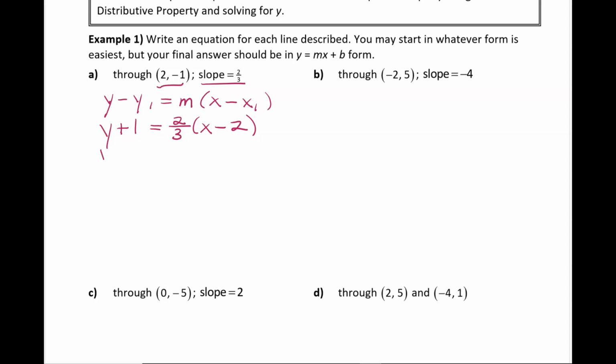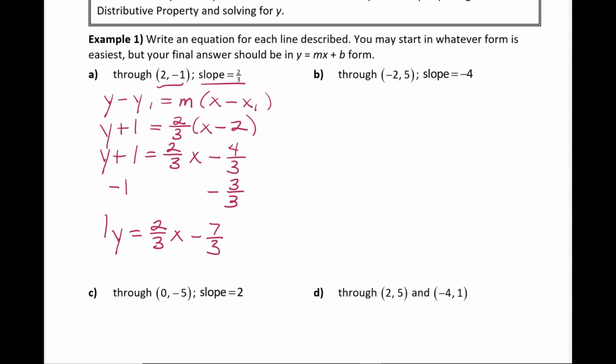All right, next we need to distribute, and 2/3 times 2 is 4/3, and then I'm going to subtract 1 from both sides, but I'm going to subtract it in the form 3/3 over on the right side so that we have common denominators, so we can combine our like terms. Final answer is y equals 2/3 x minus 7/3.